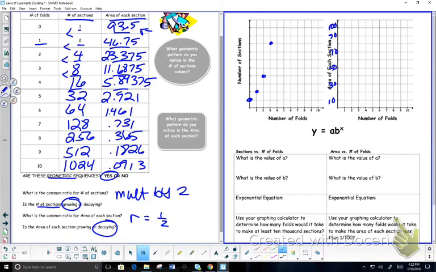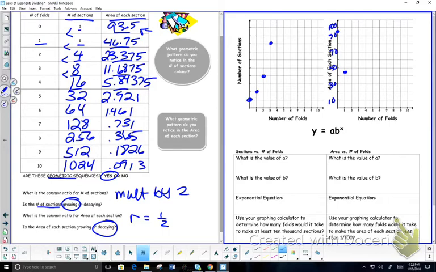So at 0 folds, I have 93 and a half. Well, that would probably be just right about there. Well, actually a little lower than there. My orientation's a little off. At 1, I've got 46.75. So 46.75, you'll notice, is going to be way down here. Don't you see that? That's a pretty good little difference in area. After that, the area starts getting smaller and smaller, the difference.